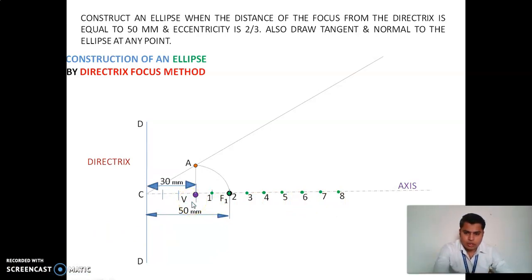What is the second vertex? That is V dash, because an ellipse is a closed curve, not an open curve. So ellipse is a closed curve, so you need to locate the vertex V dash also.